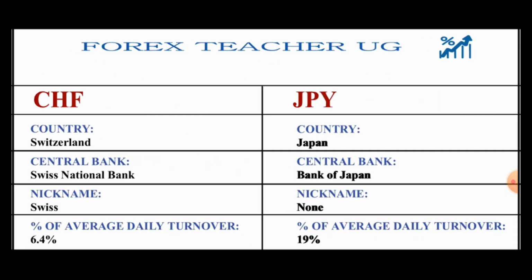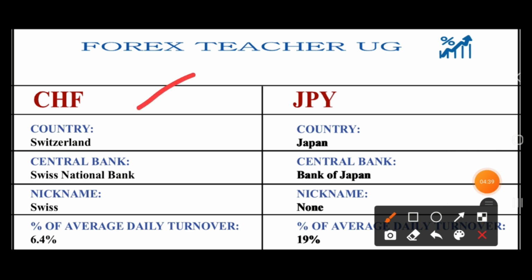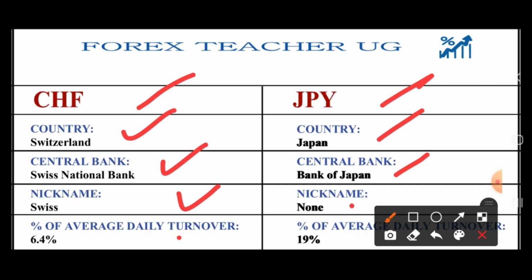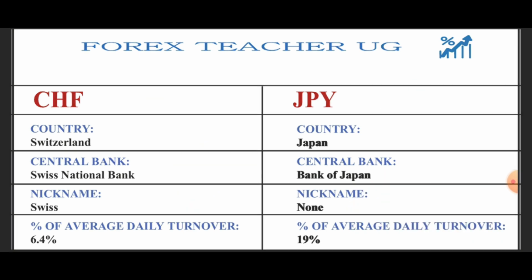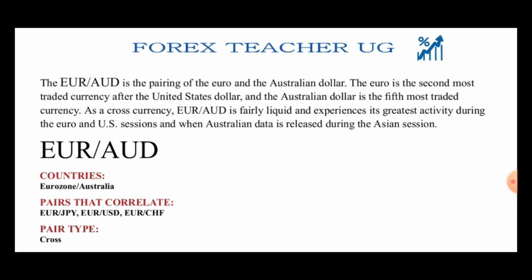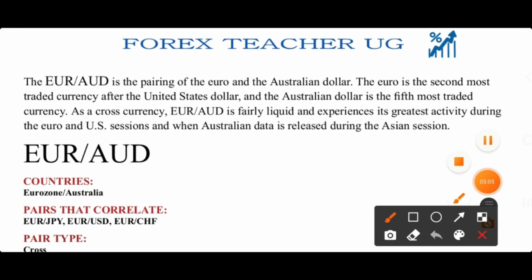So this is a more detailed table. With CHF, the country is Switzerland, the national bank is Swiss National Bank, and the nickname is the Swiss, giving a daily average turnover of 6.4. The Japanese yen: the country is Japan, the bank is Bank of Japan, and the nickname is Nan, giving an average daily turnover of 19%.